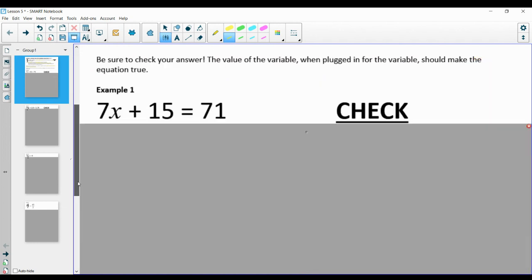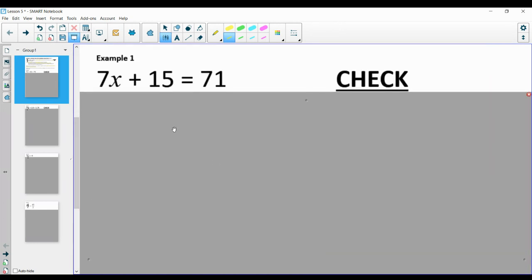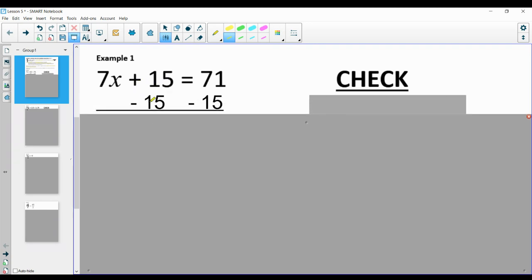So let's look at our first example and see if we all remember how to do this. So the whole point of solving this equation is to get x by itself. We have 7x plus 15 equals 71. So to get x by itself, I need to get rid of the plus 15. How do I get rid of plus 15? Well, we're going to do the opposite operation. So instead of adding 15, I need to subtract by 15. But if I subtract 15 on one side, I have to subtract 15 on the other side also. The reason I do this is that the plus 15 and minus 15 equals 0. So I've now eliminated this term.